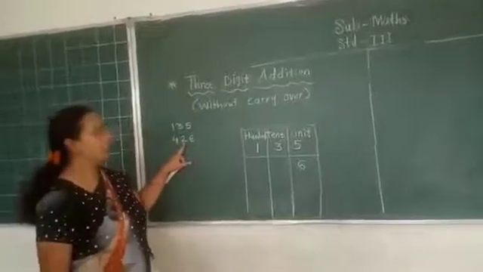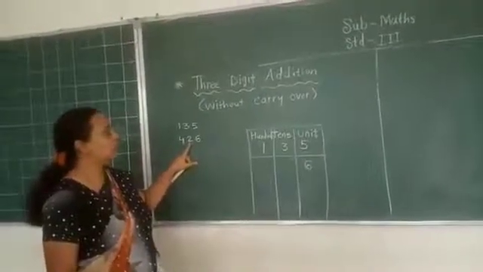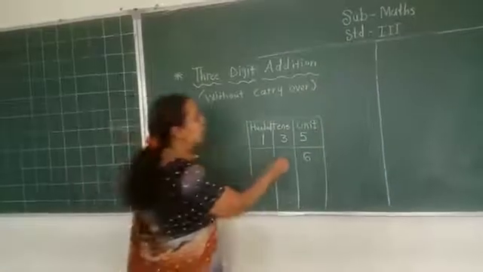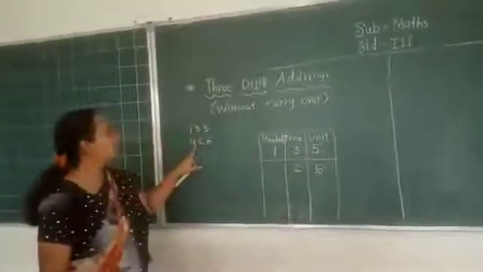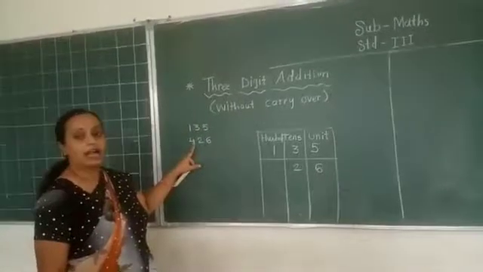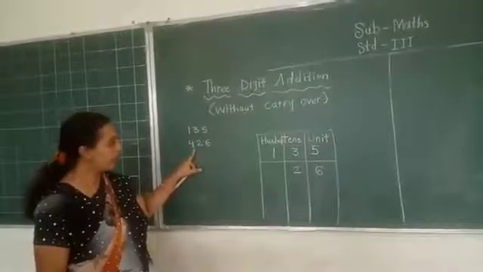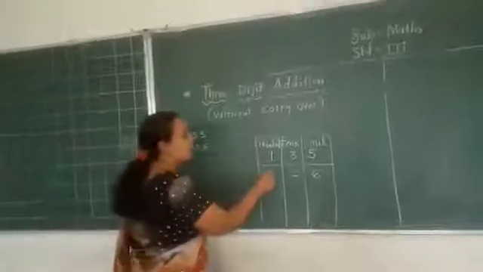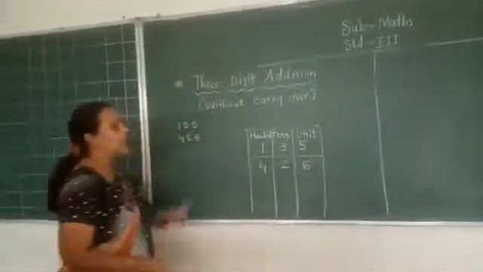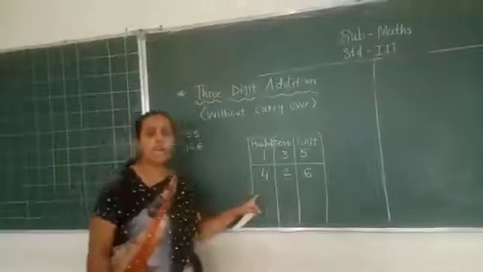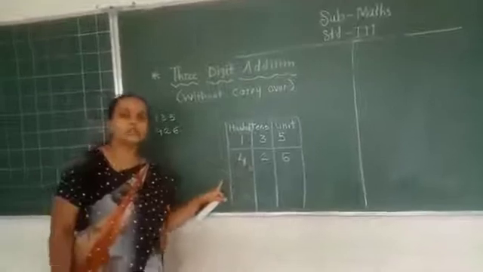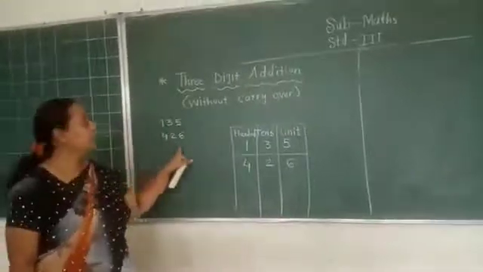Then 2 is there. 2 tens and 6 units. That's why we write number 2 in the tens column. And number 4. This is the 100 place number. Then we will write this 4 in the hundreds column. Like this, we have to sort tens, unit and 100 also. That is called 3-digit numbers.